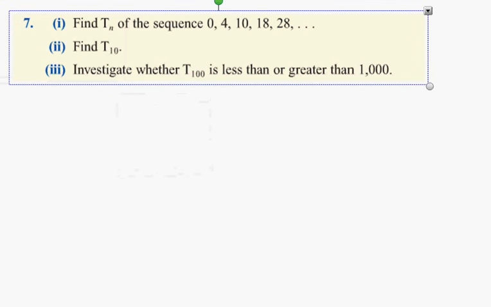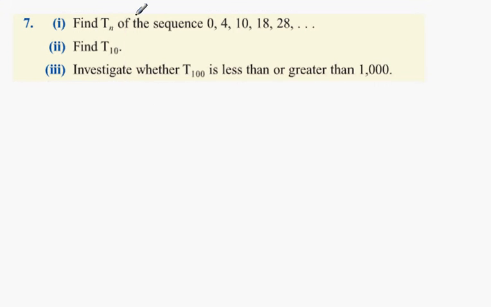This is a question that says find Tn of the sequence 0, 4, 10, 18, 28. Now, what we've been used to recently is arithmetic series. But what you're going to notice is the gaps between each one, there's a problem. So I'm just going to write them out here: 0, 4, 10, 18, 28.